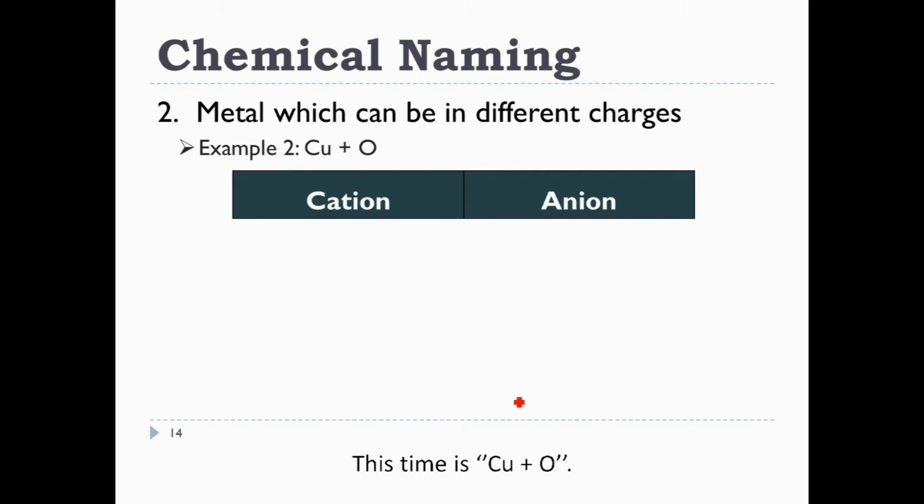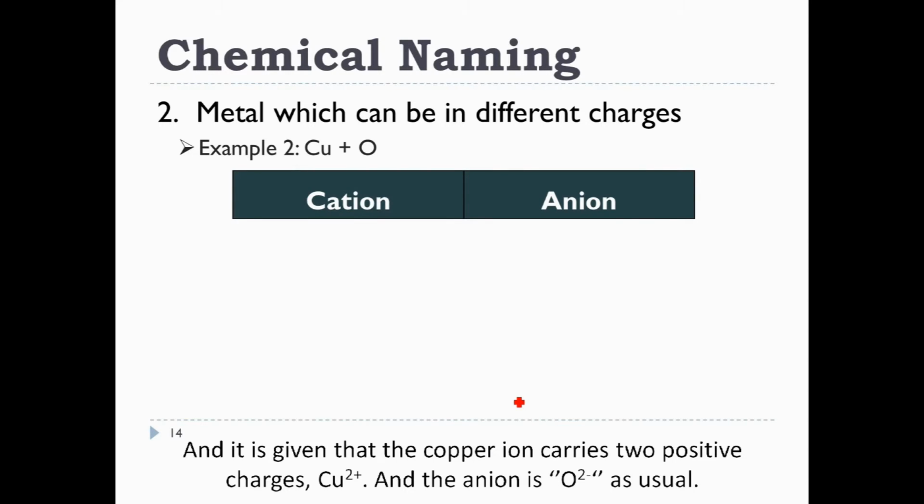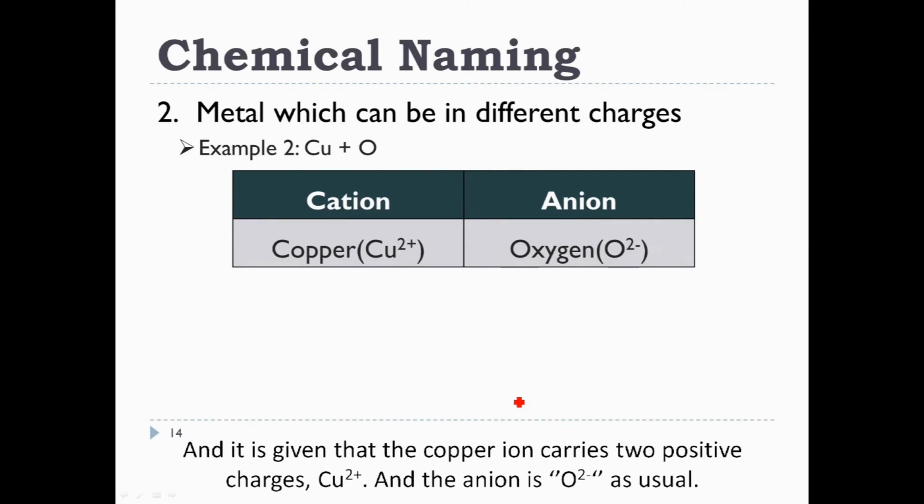Let us do one more drilling exercise. This time it is Cu plus O. And it is given that the copper ion carries two positive charges, Cu2+, and the anion is O2-.